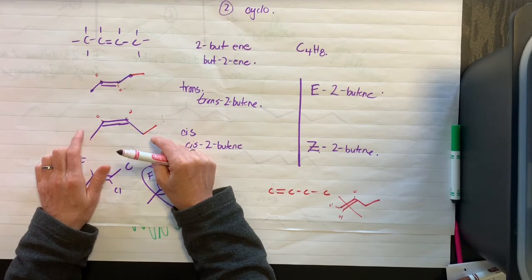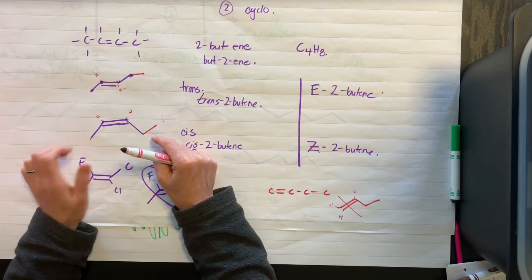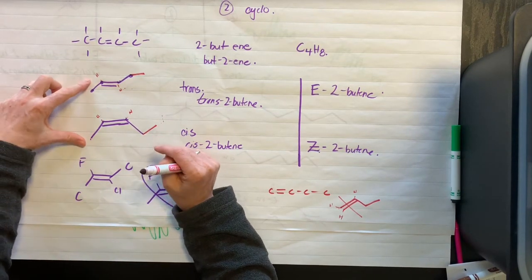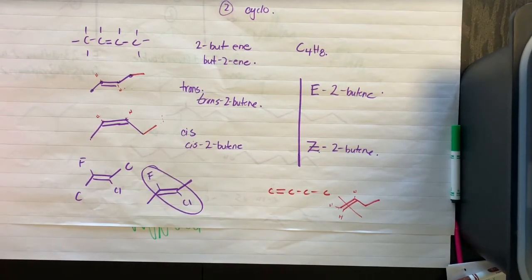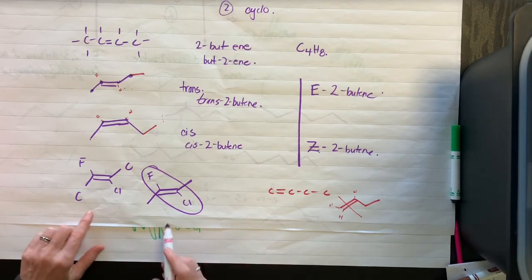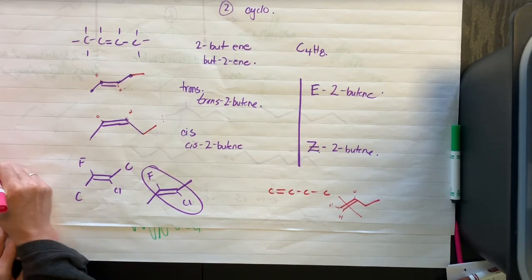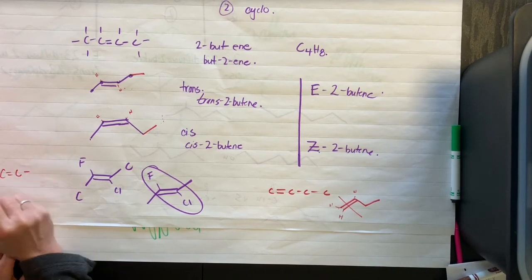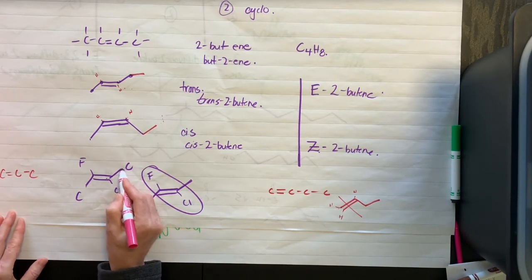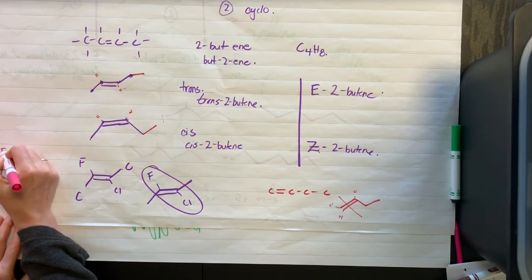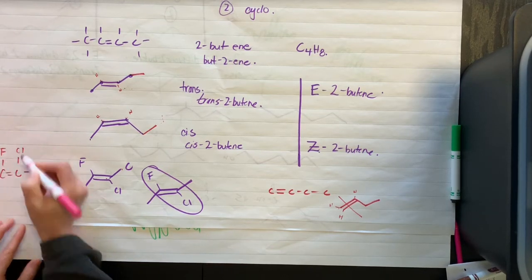It could be a 2-pentene, and you would still have cis and trans. Furthermore, in case you have an example like this, I have carbon double bonded to a carbon to another carbon. So 1, 2, 3, 4. Off the second carbon, I have a fluorine, and off the third carbon, I have a chlorine.